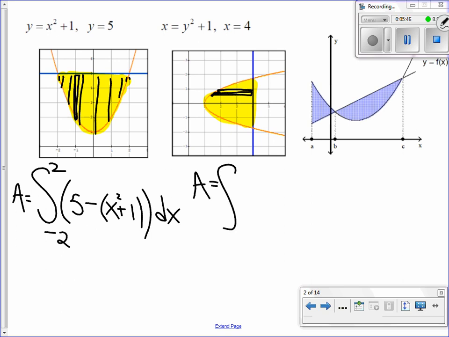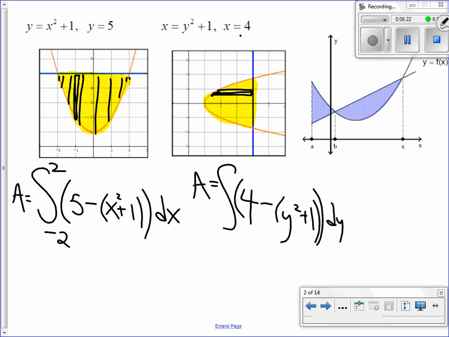Now, since it's a horizontal strip, how do I get the height? X right minus x left. Now, for any one of these, no matter where I draw it, what does x on the right equal? 4, right? Now, x left is x on the parabola. What does x on the parabola equal? y squared plus 1. The horizontal, so dy. So you notice when it's dy, the only variable I'm allowed is y.